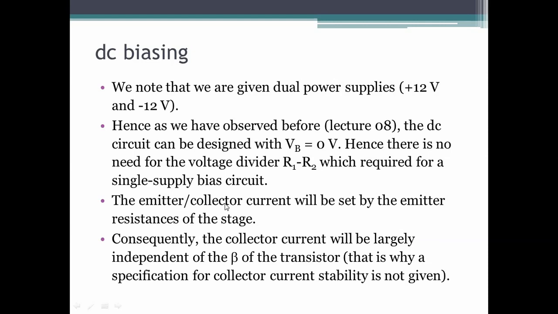And the collector and emitter current will be set by the emitter resistances only, as we'll see and as we have again seen in lecture 8. So the collector current will basically be the emitter voltage divided by the emitter resistance, and it will not be a function of beta at all. And because it's not a function of beta, the bias stability that we were worried about is not a consideration here, as long as we put an RE, and that we will do. And so then there is no need for R1, R2. Alright.